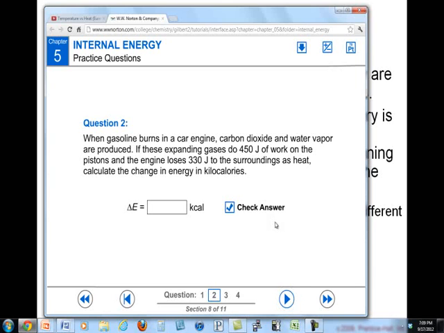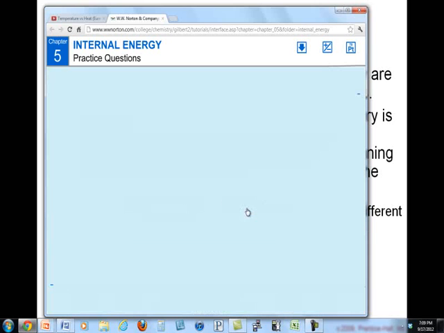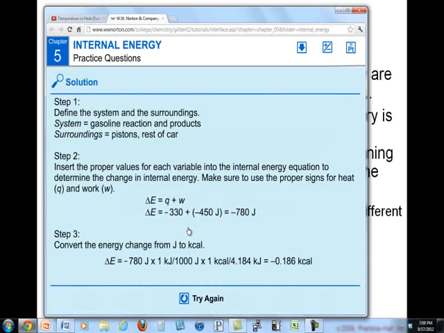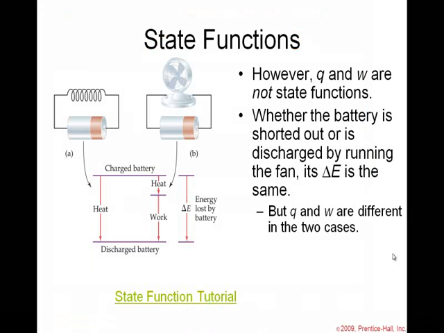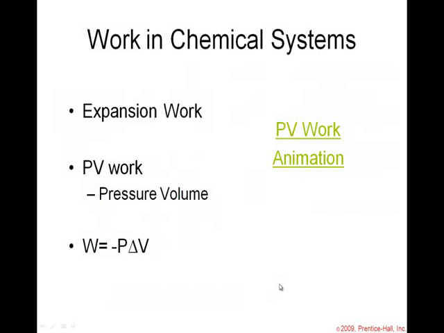780 joules. And if I convert that to kilocalories, I'll just show the work here so you can see how that was done. So the total loss is minus 780 joules. If I convert that to kilojoules and then to kilocalories, I end up with minus 0.186 kilocalories. Okay, let's take a look. You can go back to that tutorial. My link to it is on my Moodle page, and do some more problems.